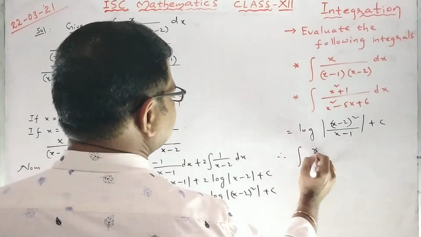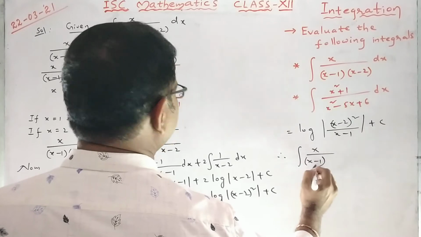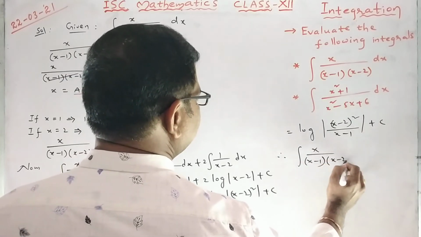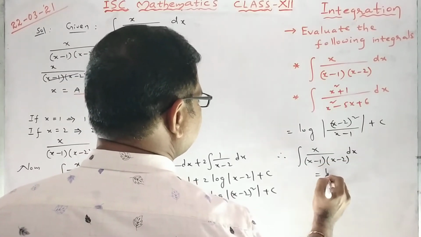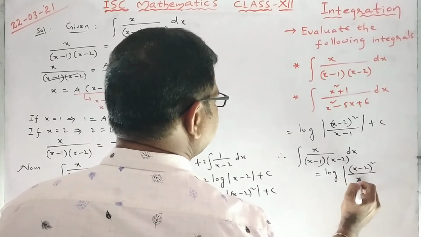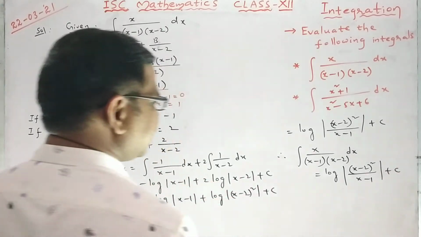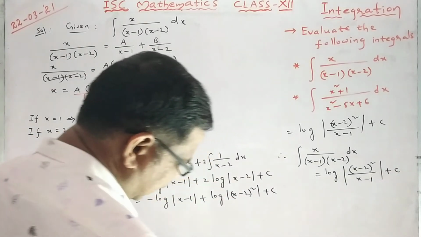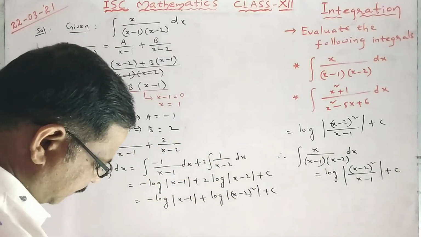Therefore integral x by (x minus 1)(x minus 2) dx equal to log of mod (x minus 2) whole square by (x minus 1) plus c. That is the final answer.